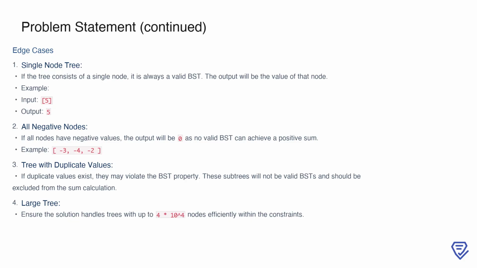Finally, for very large trees with up to 40,000 nodes, the solution must be efficient and handle the constraints effectively. These considerations ensure that the solution works correctly across all scenarios.